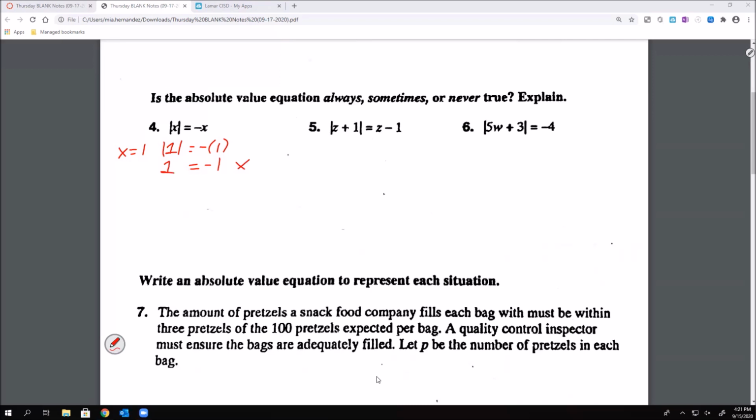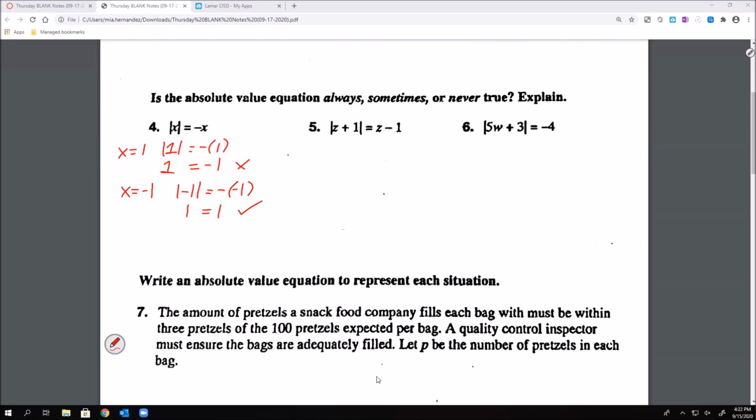But let's try a -1. So let's say x equals -1. The absolute value of -1 equals negative times -1. Anything that goes in my absolute value is spit out as positive, so I get a positive 1. And then the negative times a negative still gets me a positive, so this is also positive 1. So my positive number didn't work, but my negative number worked. So in this case, number 4 gives us a case of sometimes true.